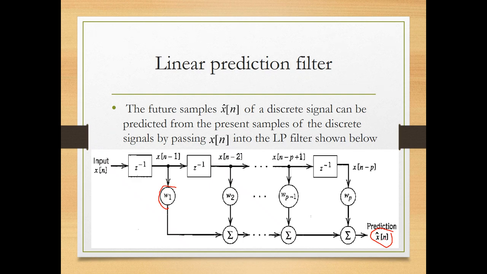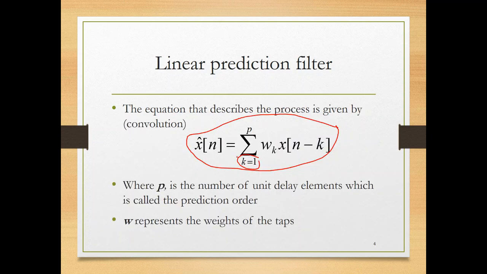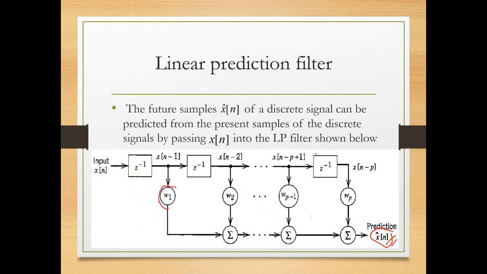This x hat of n here, everybody with me here, this x hat of n is this equation, and this term is actually this structure. You have a summation in the equation, and you have signals delayed by unit delays and multiplied by weights.